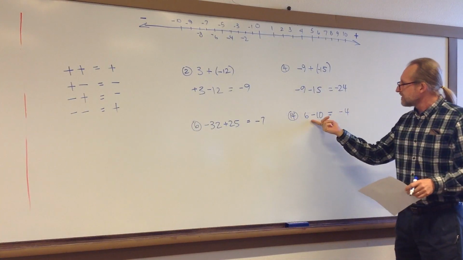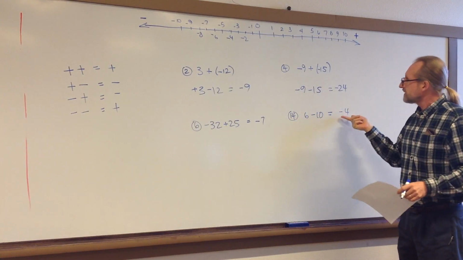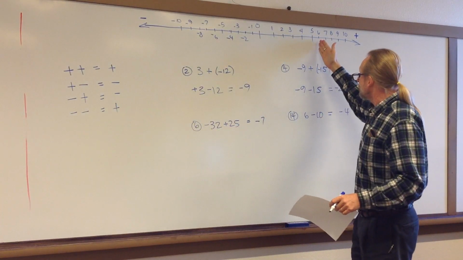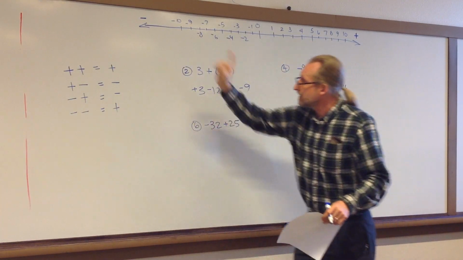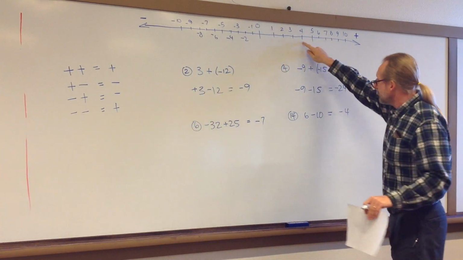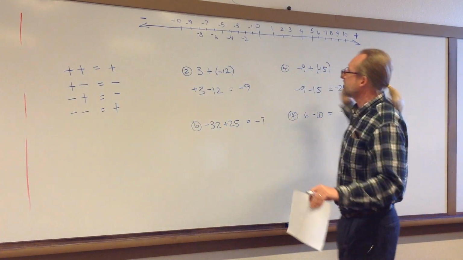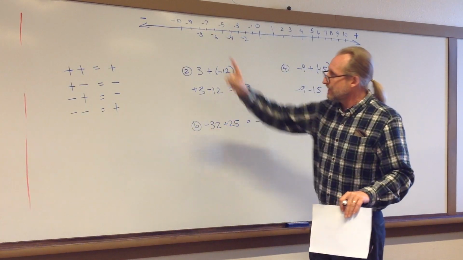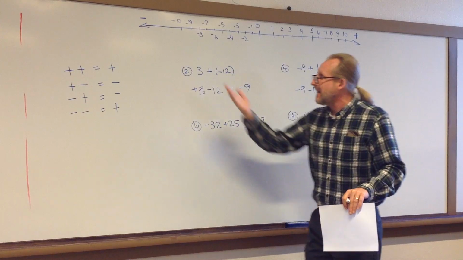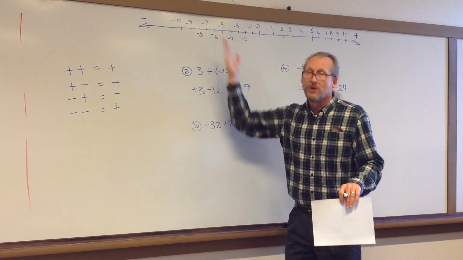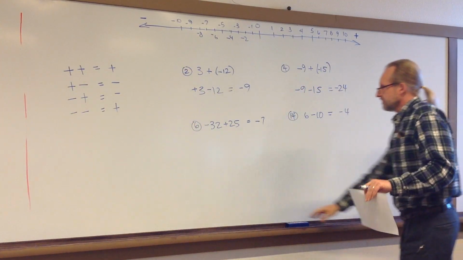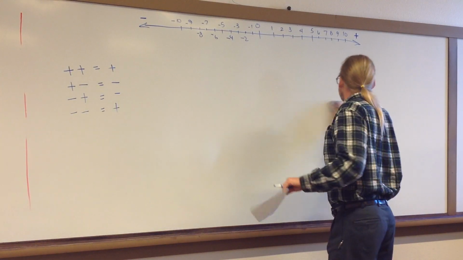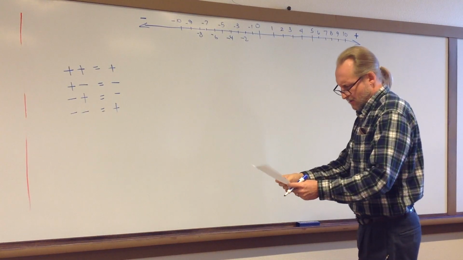Notice that when the negative is larger than the positive, your answer is negative. Okay? Doesn't matter whether you start in the positive area or whether you start in the negative area. If you start in the positive area and the negative is bigger, that says you're going to go out past 0 into the negatives. This one starts at negative 32. Notice the 25 is not enough to bring you back to 0, which is why your answer is still negative. Okay. Let's see what else we got here.